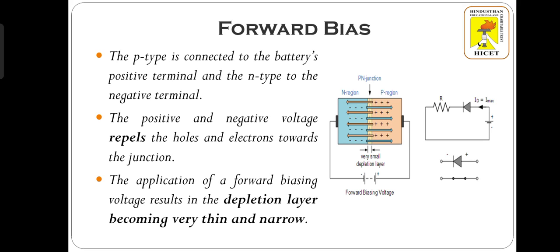Under forward bias condition, the p-type is connected to the positive terminal and the n-type is connected with the negative terminal. Due to this, the holes and electrons in the p region and n region will have a repelling action. So these holes and electrons in the corresponding regions will move towards the junction, and this will make the depletion layer become thin and narrow.